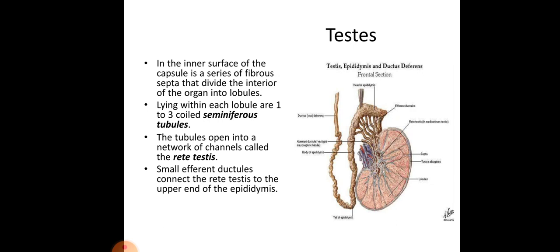Then in the testis, from the inner surface of the capsule is a series of fibrous septa that divide the interior of the organ into lobules. Lying within each lobule are 1, 2, 3 coiled seminiferous tubules. So in each lobule we have 2 to 3 seminiferous tubules. These tubules open into a network of channels known as rete testis. Small efferent ductules connect the rete testis to the upper end of the epididymis.